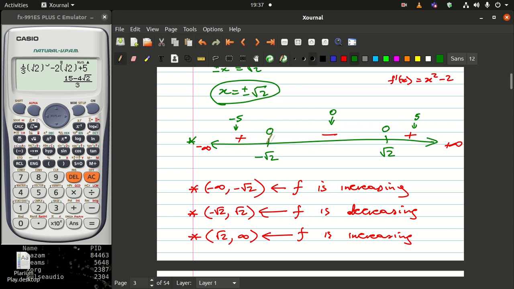So if you look at this value here, you will find out that the function is changing from increasing to decreasing. So it's going up and then it starts coming down. So at this point here, at x is equal to minus square root 2, the function is going up and then down.